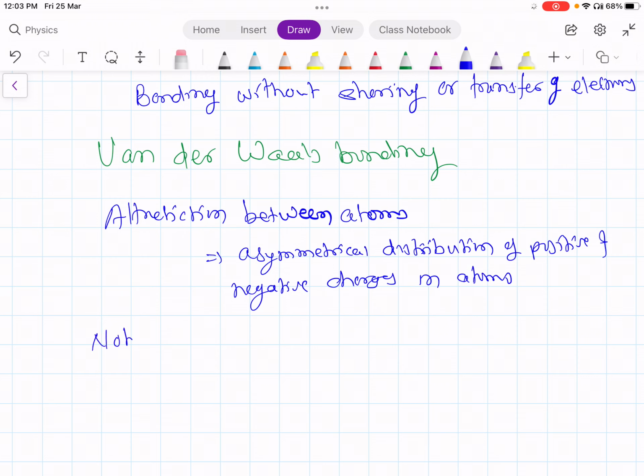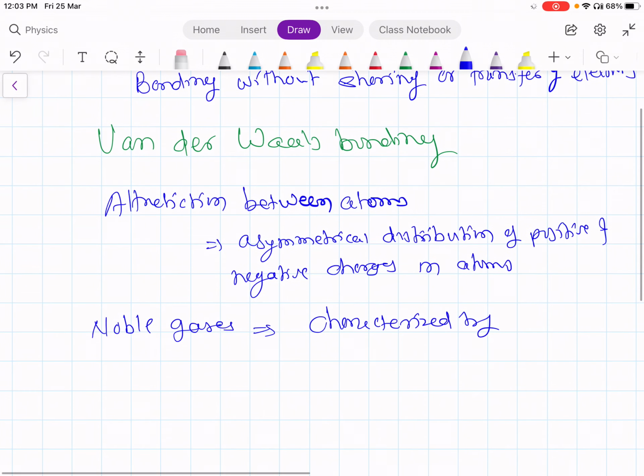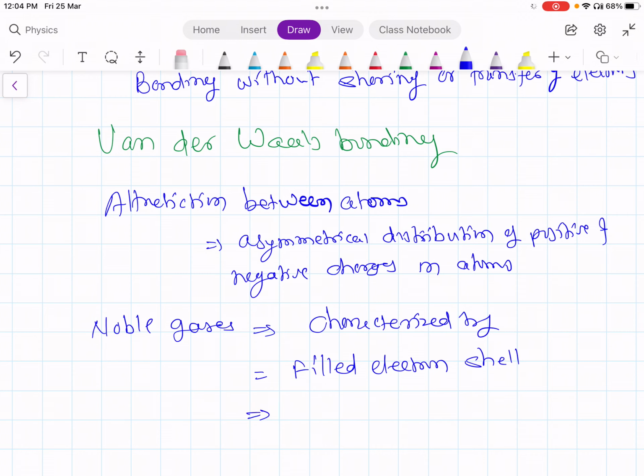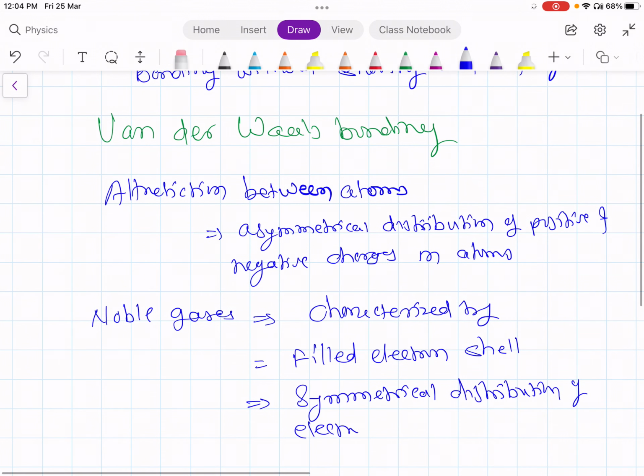As we know that these noble gases are characterized by filled electron shells. All shells are completely filled, they form a closed structure. So noble gases are more stable atoms. And in this, there is a symmetrical distribution of electrons in free atoms, in a separate atom.